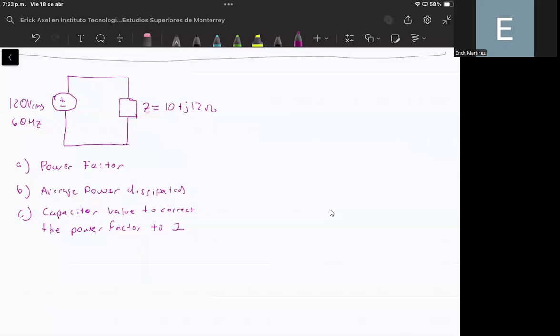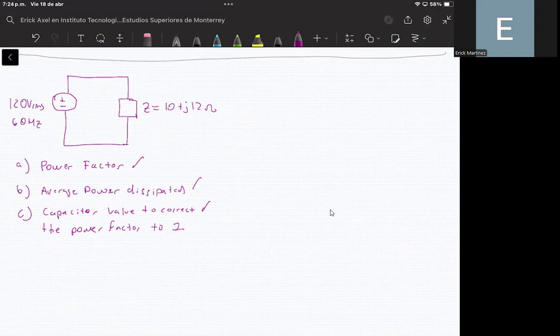Okay, so in this video, I wanted to make an example into how you can compute the power factor, the average power dissipated by a load, and also the capacitor that you need to connect to an AC circuit in order to correct the power factor. Okay, so for this exercise, we need to consider the following circuit.